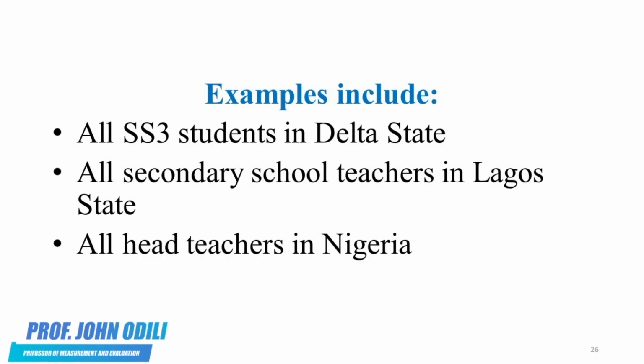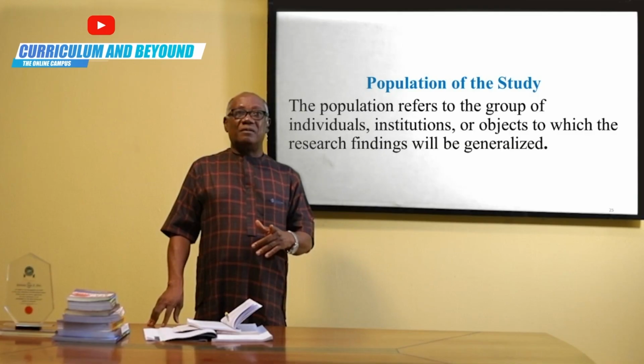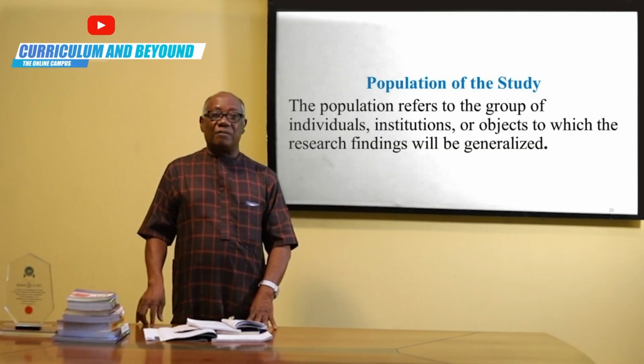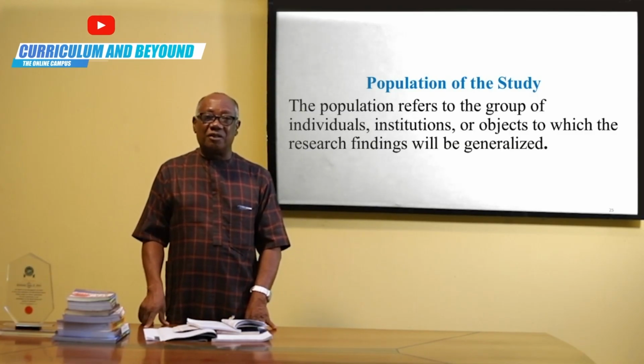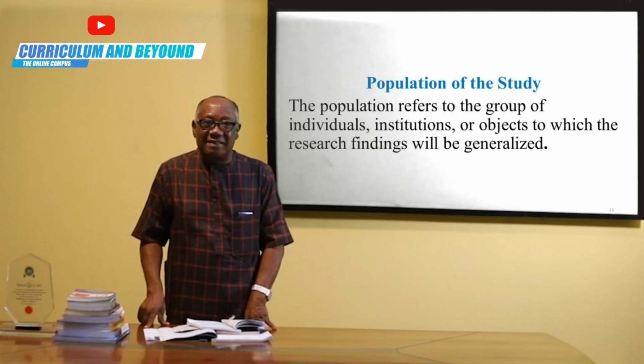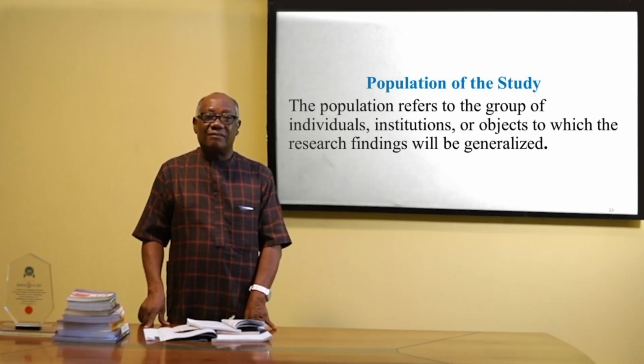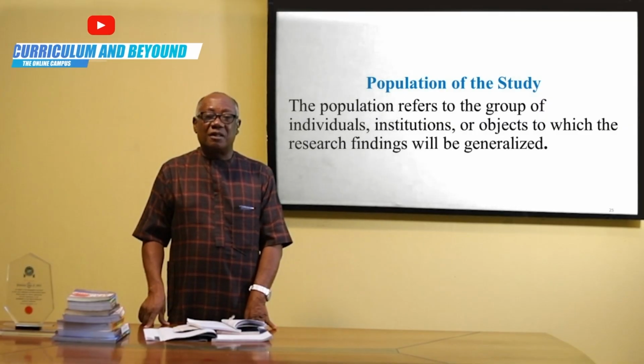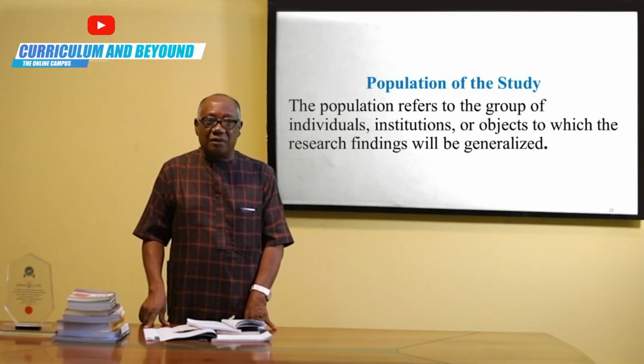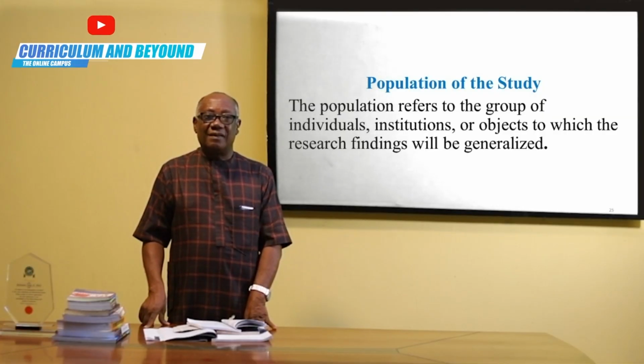Now, you go to the population size. According to the Ministry of Basic and Secondary Education in Delta State, there are 4,500 junior secondary school 3 students in the state.